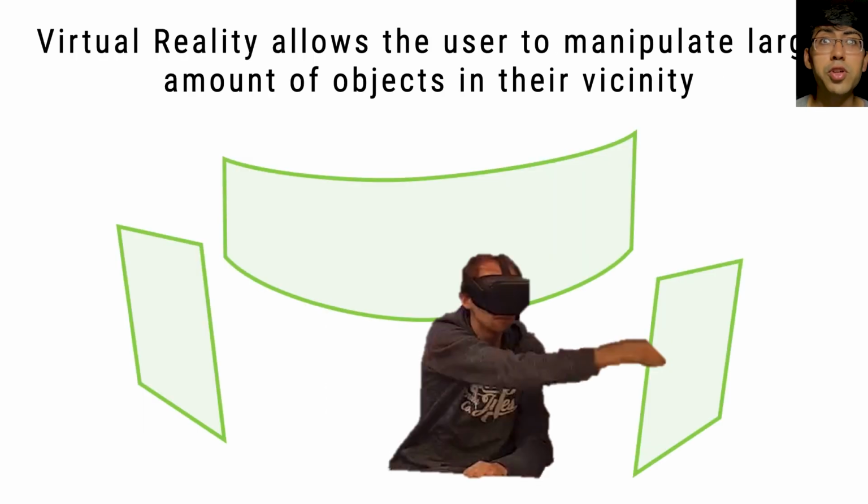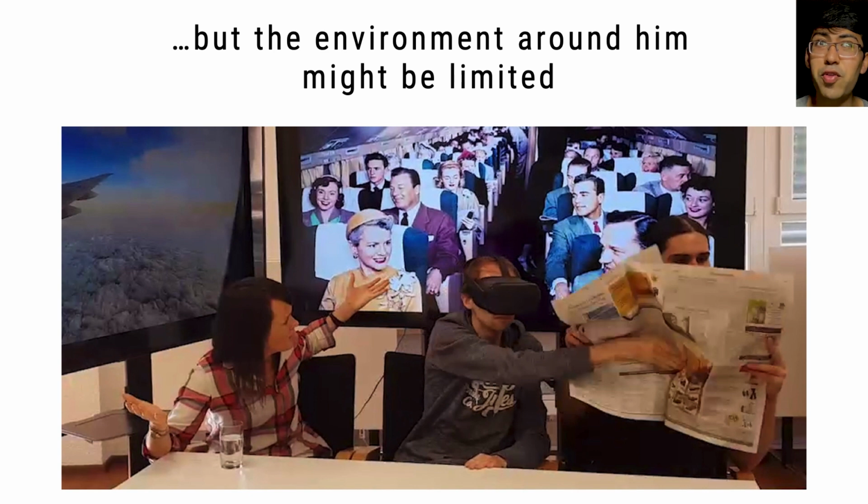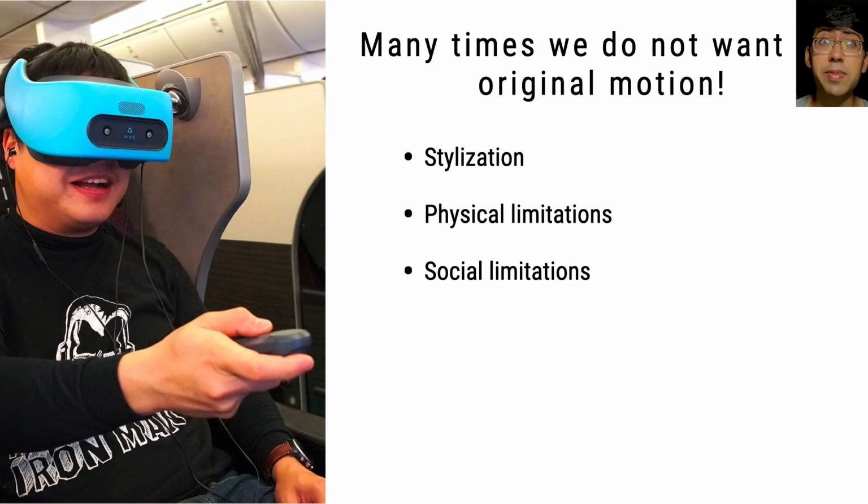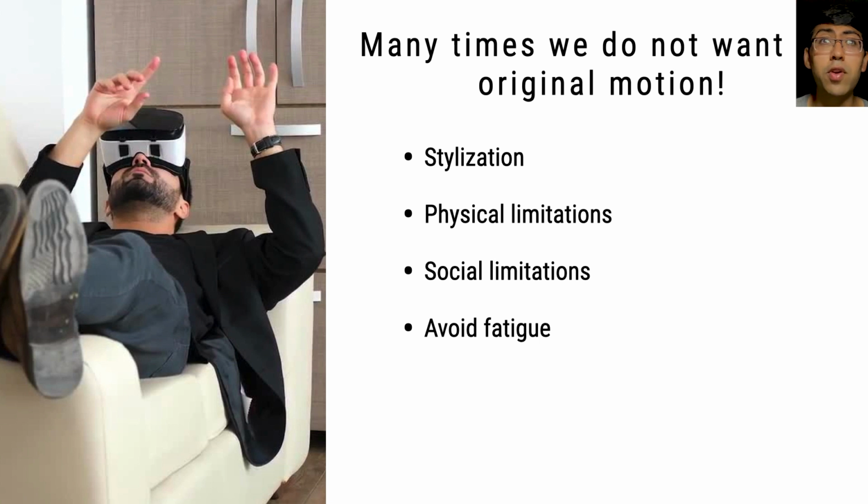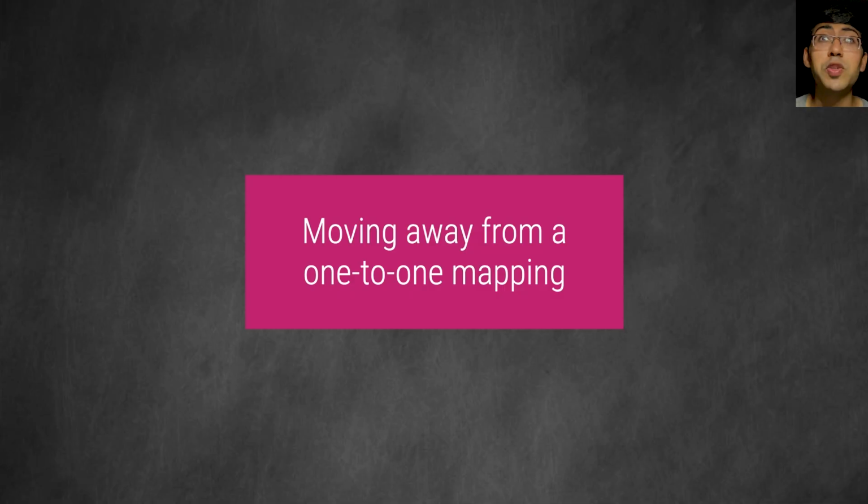Another key advantage of virtual reality is that it allows the user to manipulate large amount of objects in their vicinity. However, in real life, our physical spaces are constrained. In such limited spaces, we want our virtual avatars to expand our motion footprint. We also want to avoid fatigue over long VR sessions. Thus, it is beneficial to move away from this one-to-one mapping.